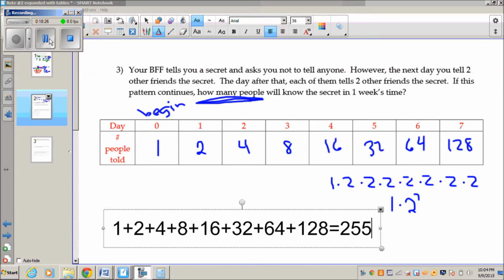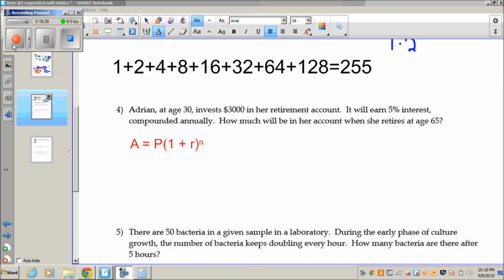Okay, so let's move on to question number 4. Adrian at age 30 invests $3,000 in her retirement account. It will earn 5% interest compounded annually. How much will be in her account when she retires at age 65?